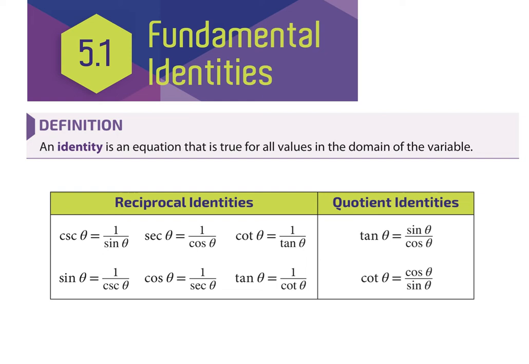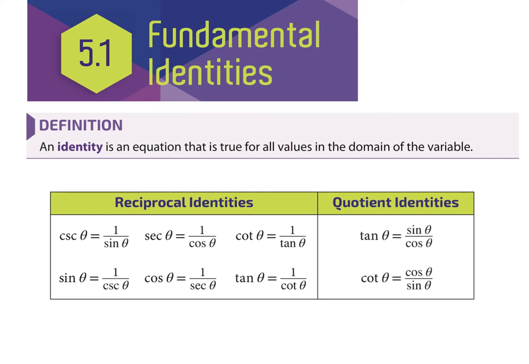When you have something like an identity, this is true for all values in the domain. So when you have something called an identity, this will always work for anything that fits the domain requirements. So if you look at these, the first set should be your easiest ones. You should recognize these already from your right angle trigonometry.